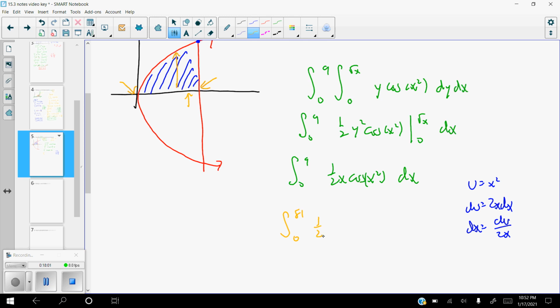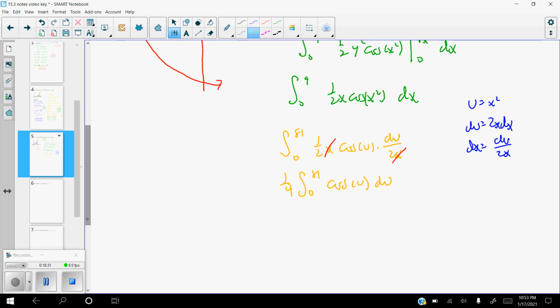We're going to have 1/2 x cosine of u times our new du, which is du over 2x. The x's will go away. The 2's are both in the denominator, so it's going to give me a 1/4 on the outside. Integral from 0 to 81 of cosine of u du. Antiderivative of cosine, of course, is sine, and we'll evaluate that from 0 to 81.